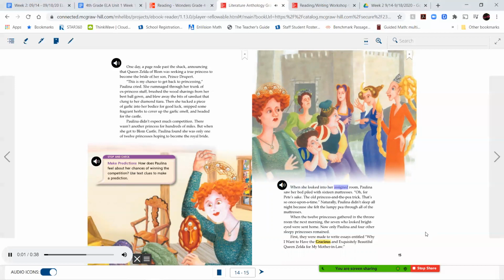When she looked into her assigned room, Paulina saw her bed piled with 16 mattresses. Oh, for Pete's sake, the old Princess and the Pea trick. That's so Once Upon a Time. Naturally, Paulina didn't sleep all night because she felt the lumpy pea through all of the mattresses. When the 12 princesses gathered in the throne room the next morning, the 7 who looked bright-eyed were sent home. Now, only Paulina and 4 other sleepy princesses remained. First, they were made to write essays entitled, "Why I Want to Have the Gracious and Exquisitely Beautiful Queen Zelda for My Mother-in-Law."